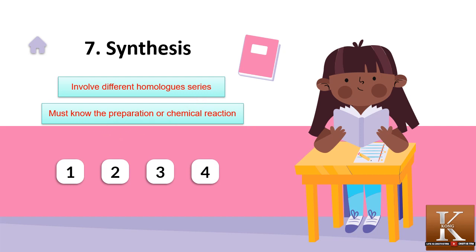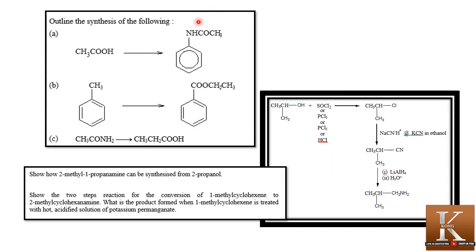So deduce and synthesis, what is the difference? In synthesis, normally the product is given. So from A, how to become Z? So B, C, D, E, F, G, you have to show the B, C, D, E, F, G steps. Or, by using synthesis, show how 2-methyl-1-propanamine can be synthesized from 2-propanol. Okay, so this is 2-propanol. React with the HCl compound, meaning the nucleophile.